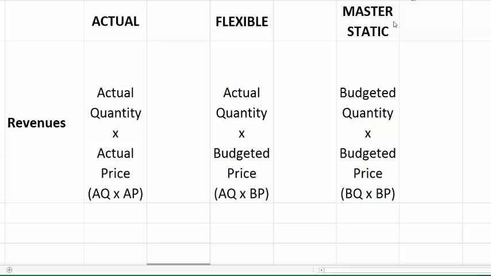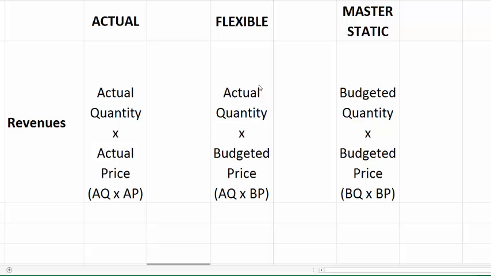All right, so here I've put together our columns. We've got the master static budget column over here to the far right, and we have the actual results over here to the far left, and then in the center is that flexible one. When we're talking about our revenues, how much we sell things for, in the master static budget, it's the budgeted quantity, how many management expects for our salespeople to sell, times the budgeted price, what we think we can get for those per unit.